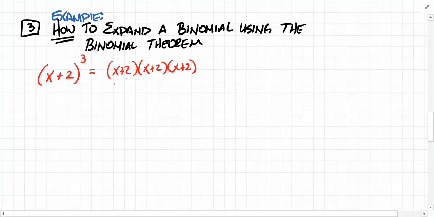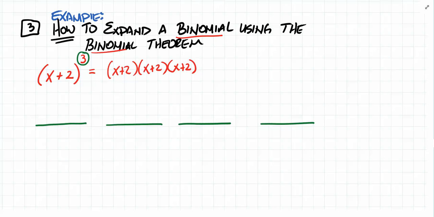Now, we could do this one at a time. We could do these two and then get that answer and multiply it by that and then get that answer. That's one way that we could do it. But we want to use what's known as the binomial theorem to expand this. The first thing you have to realize is that if my exponent is 3, then I am guaranteed to have 4 terms. So I will always have one more term than I have exponent, and all of these are going to be added together. So I'm going to have 4 separate terms, and they're all going to be added together.